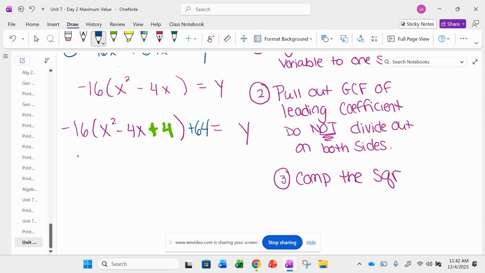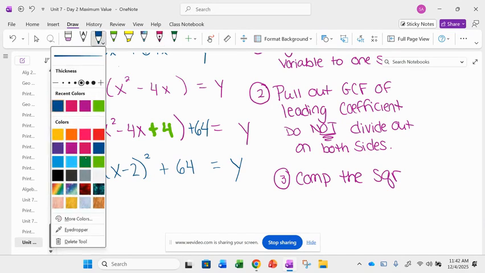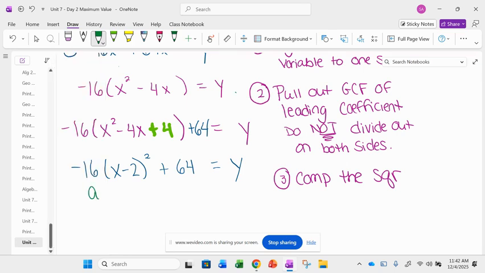And now we factor, so I have negative 16 times the quantity of x minus 2 squared plus 64 is equal to y. And now this absolutely fits the format that I want: a times x minus h squared plus k. So I put it in vertex form.